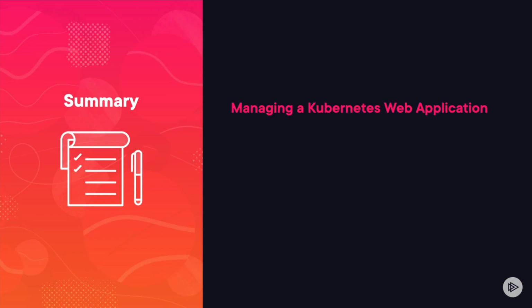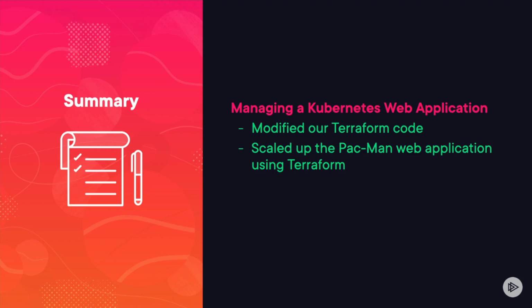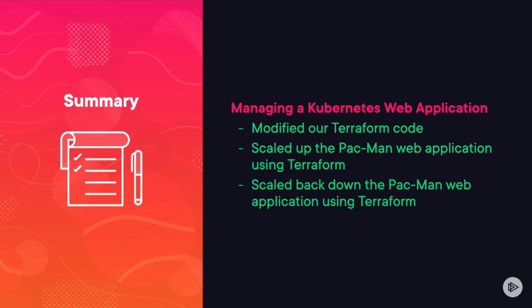So to summarize this demo, we were able to manage a Kubernetes web application. We modified our Terraform code, specifically our deployment.tf configuration code. We looked for that replicas argument, and we changed the value to scale both our MongoDB backend as well as our Pacman web application front end, which allowed us to scale up the Pacman web application using Terraform. We then went back in and changed those values back, saved our configuration, and then applied it to scale our Pacman web application back down to 1 node apiece.